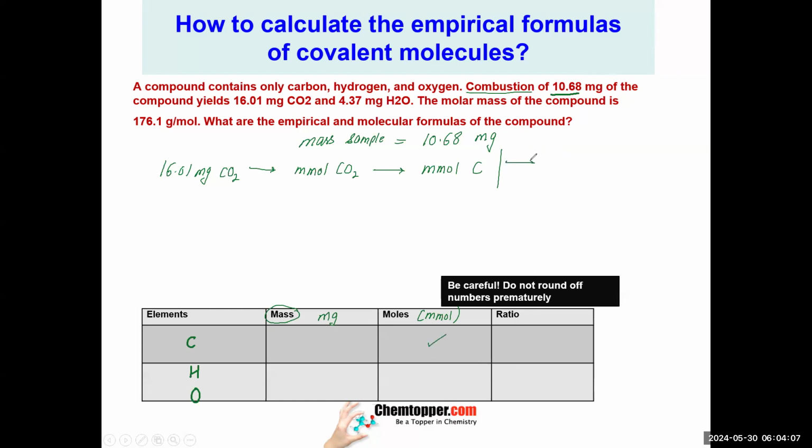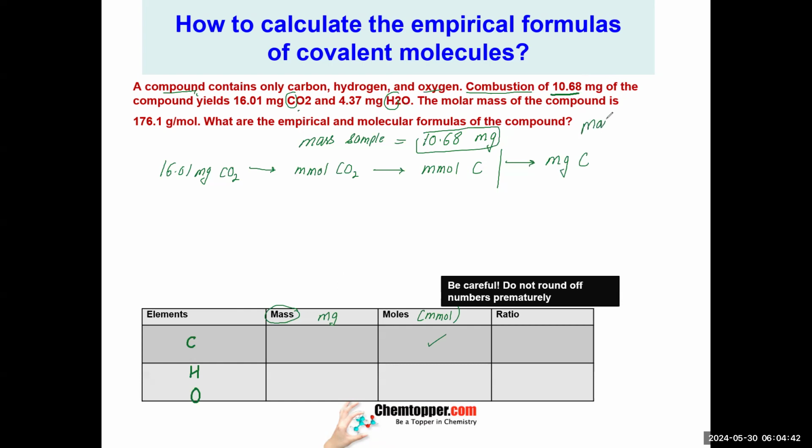And then I have to convert this into milligrams of carbon, because there is no information about oxygen. I have to derive the information for oxygen. You can see this carbon is coming from the compound. This hydrogen is coming from the compound. But the oxygen is coming from the compound as well as from combustion, by air. So I have to work out the oxygen of the compound by using this mass.